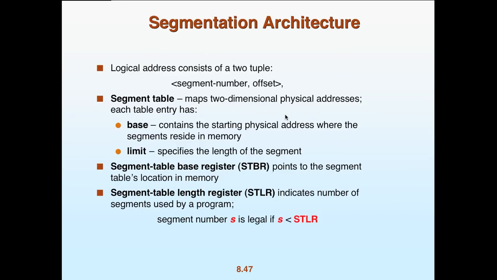So, segmentation architecture, the logical program consists of multiple tuplets, pieces in terms of rows. Think of a tuplet like a row. Segmentation number, the offset number. We can have, just like we have a page table, we can have a segment table. And the segment table maps two-dimensional physical addresses with each one of the table entries, and it's the same as a page table. We have a base and the limit that we're going to use. And we can still have the same concepts of a translation look-aside buffer. We can have a segment table base register and a segment table length register, and we can create this look-aside buffer concept to look up segments instead of pages, essentially, in terms of the translation.